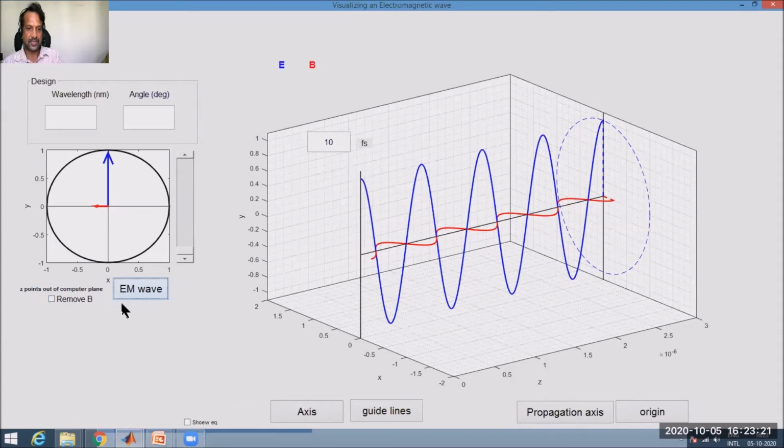Also, for this axis system, the positive X is this one, positive Y is this one, and positive Z is coming out of the computer's plane. Now, let us look at each parameter one by one. Let us look at the wavelength.